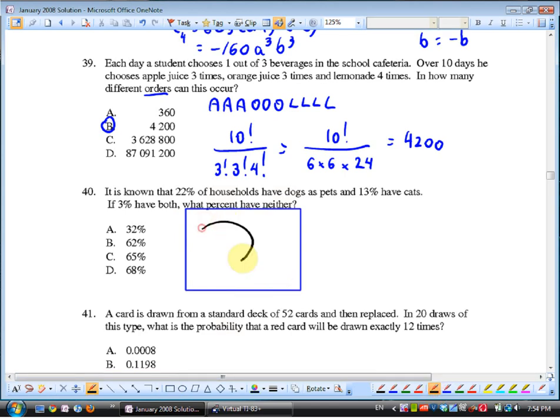So we have dogs, cats, 3% have both. That means if 22% have dogs, I only want to put a 19 right there because those combined are my 22. And if 13% have cats, I only want to put a 10 there. What percent have neither? Well, all the percentages have to add to 100. So I have 19 plus 3 is 22 plus 10, 32. If this is 32%, I'm pretty sure this has to be 68%. Number 40, D.